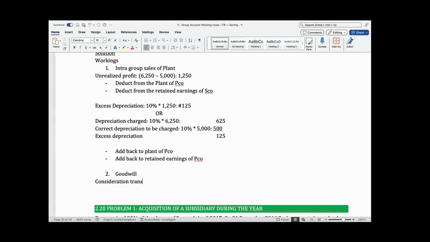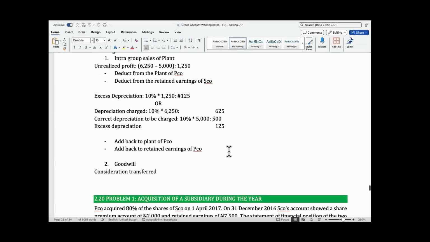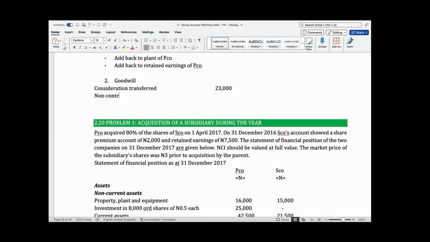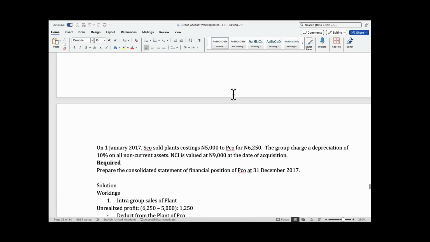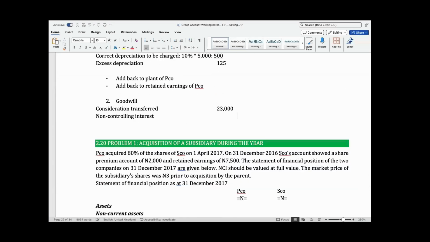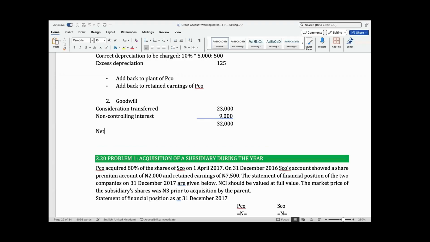So what's the consideration transferred? How much did he pay for these assets? 23,000. What was the non-controlling interest? How is it measured? 9,000. What was the addition of the two? 32. You cut it off against the net asset acquired.